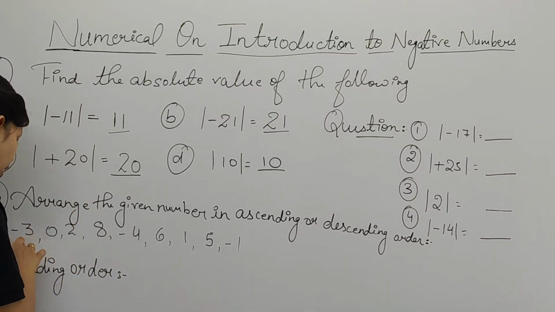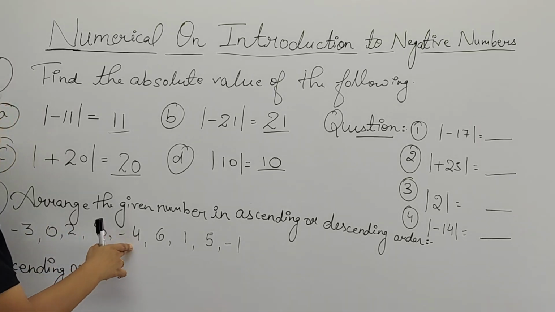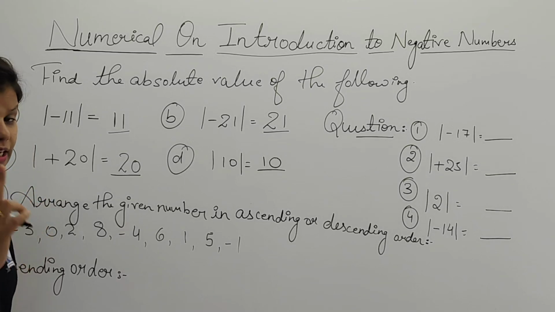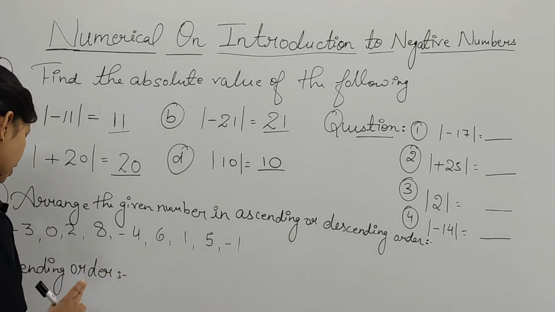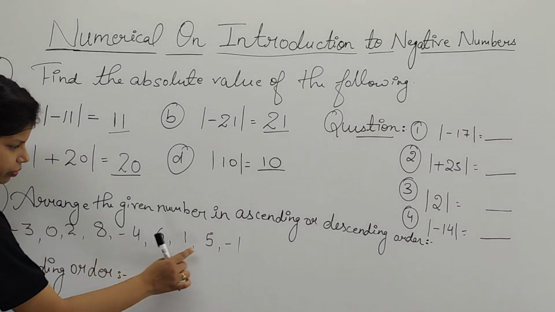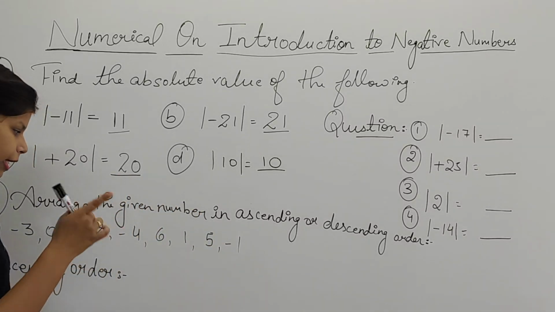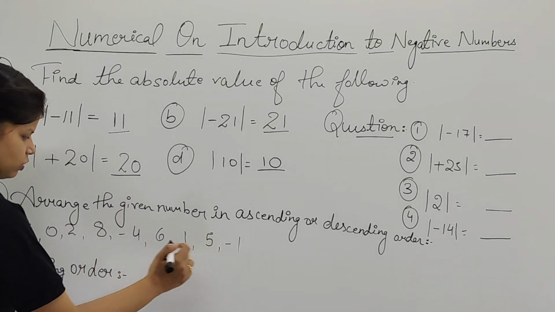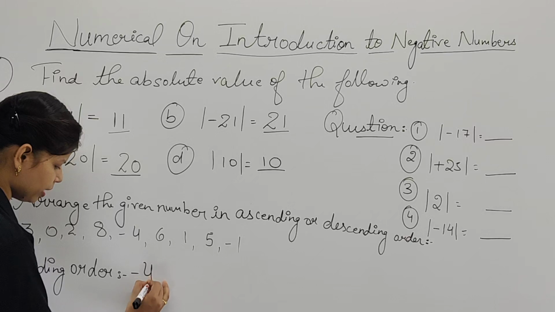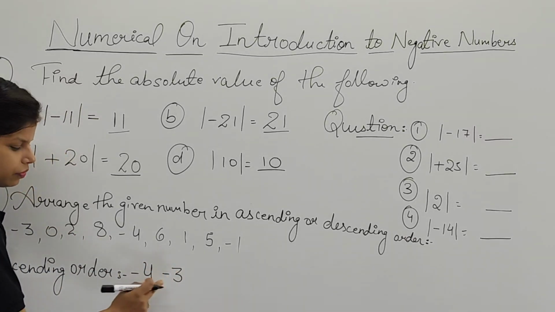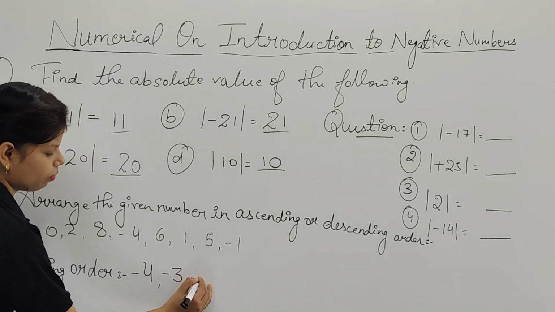First of all, the bigger the number with a negative sign, the smaller its value is. Like if you talk about the negative integers minus 3, minus 4 and minus 1, in this, minus 4 is smallest, then this one and then this one. So we are going to write the first number as minus 4, second is minus 3, and next will be minus 1.